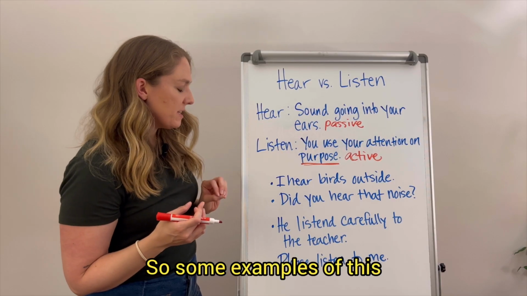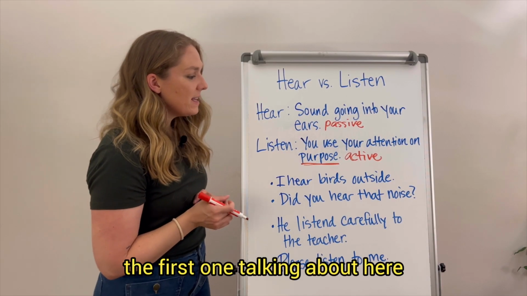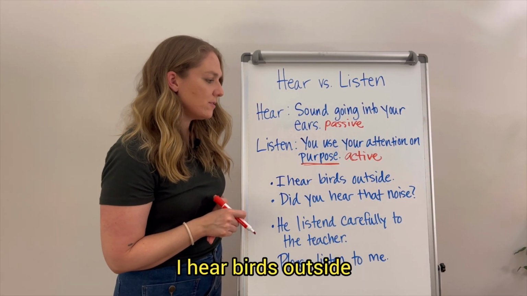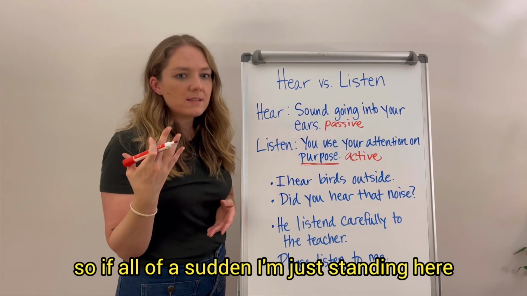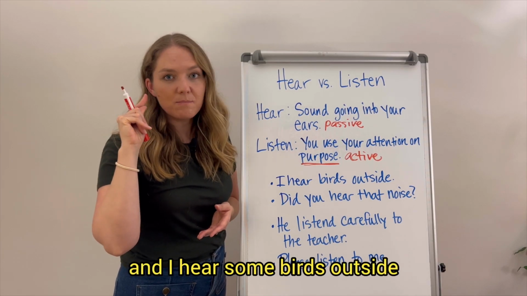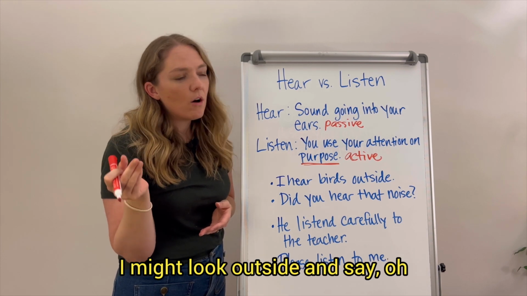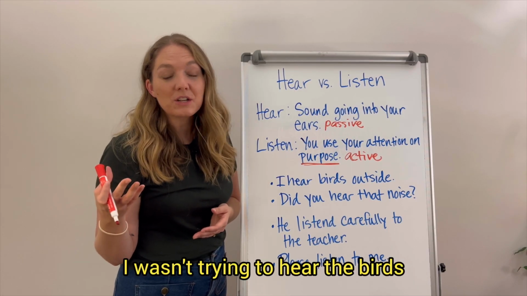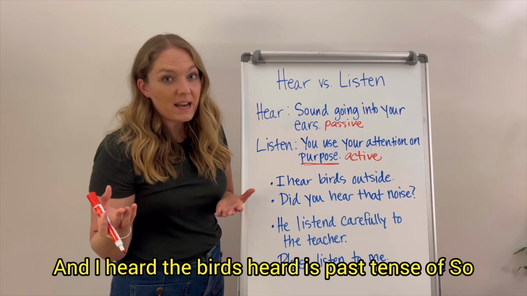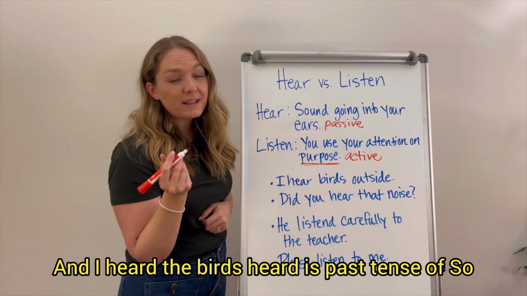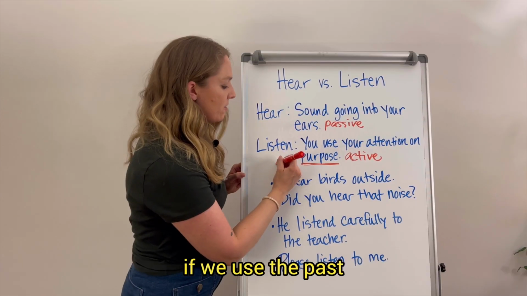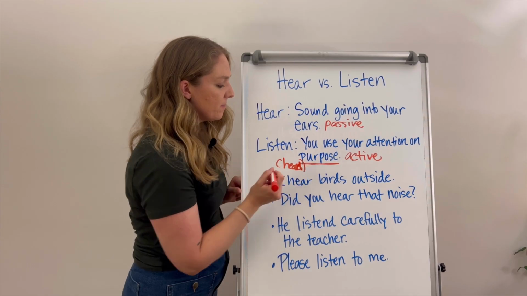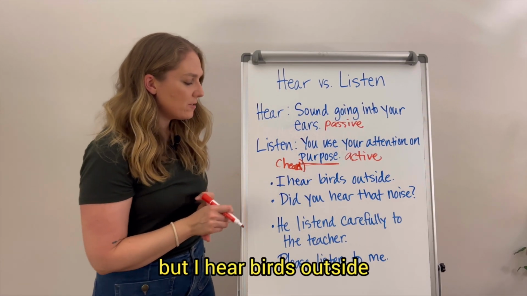So some examples of this. The first one, talking about hear. I hear birds outside. So if all of a sudden I'm just standing here or sitting here and I hear some birds outside, I might look outside and say, oh, I hear birds outside. I wasn't listening for the birds. I wasn't trying to hear the birds. It just happened. And I heard the birds. Heard is past tense of hear. So if we use the past, we would say heard. I heard the birds, but I hear birds outside.